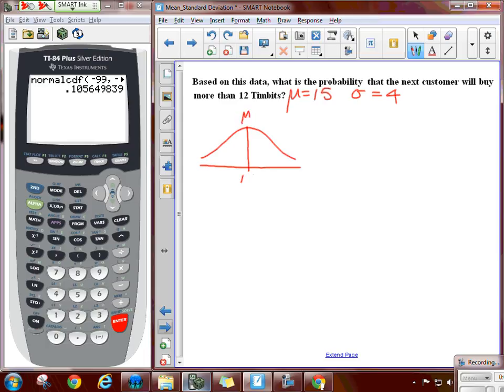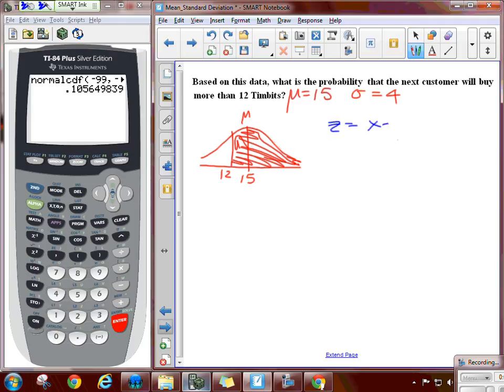Here's the average of 15. 12 is somewhere here. Now it's saying ordering more than that. So we're talking about this shaded region way up here. So we know that our answer should be more than 50%. So we need to convert our 12 into a Z-score again.